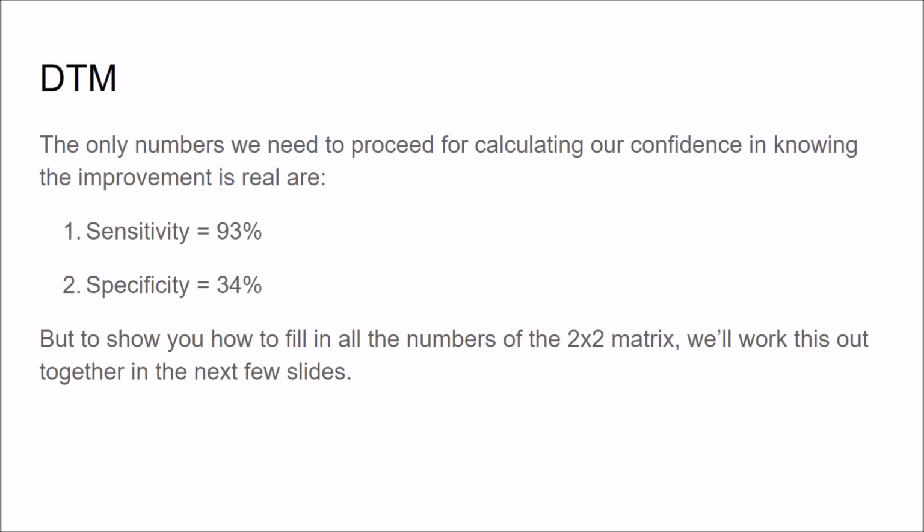Now, we already said that the numbers we need to calculate our confidence in knowing whether this improvement is real or not are the sensitivity and specificity. If you were to do this for your own clinics, for your own patients, all you need are these two figures. However, in order to show you how to fill up all the numbers in a 2x2 matrix, I'm going to work out all the different numbers within the other boxes that we have not filled in, and I'll show that in the next few slides.